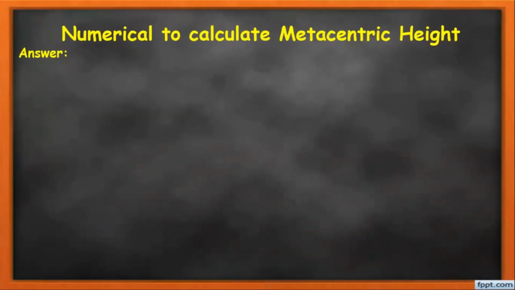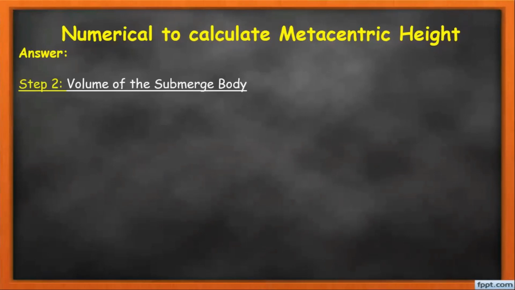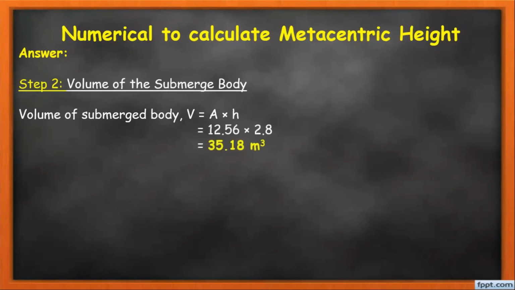Now step number 2. In step number 2, we have to calculate the volume of the submerged body, which is equal to area into height. The area we have calculated, that's 12.56, and the height we got in step number 1, that is 2.8. So we get 35.18 meter to the power 3.